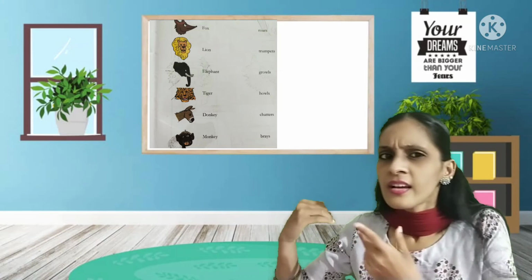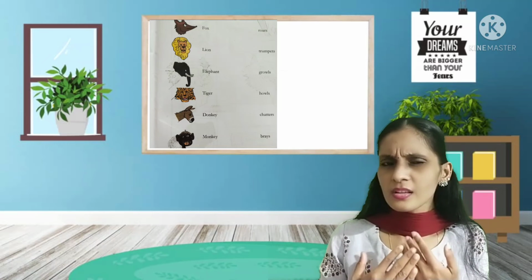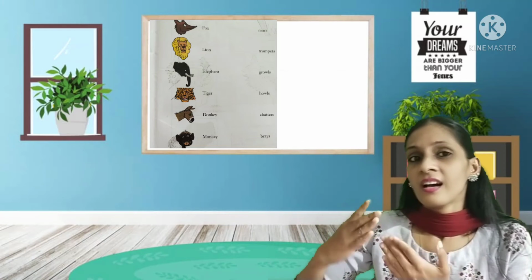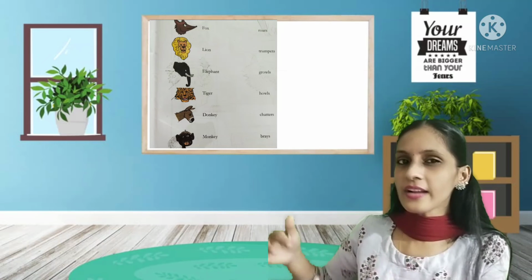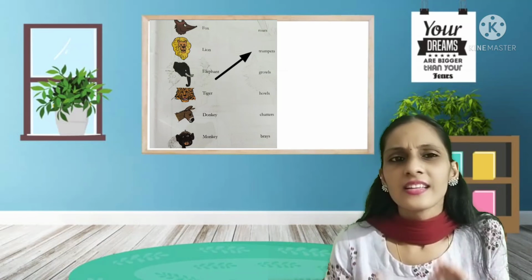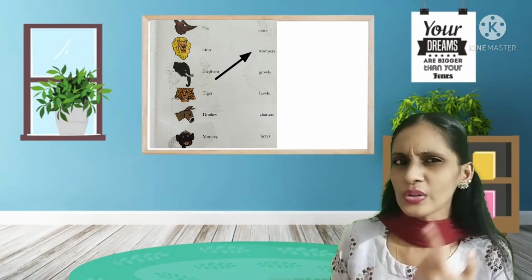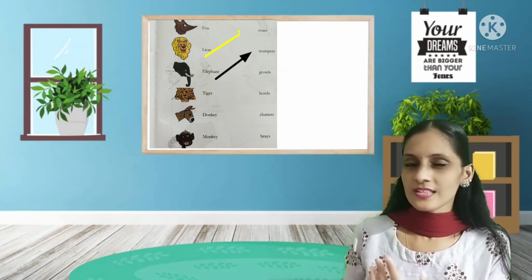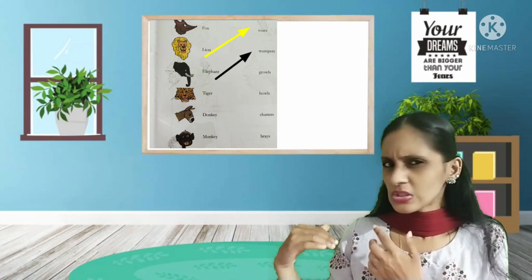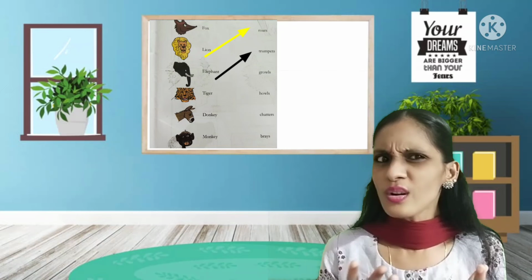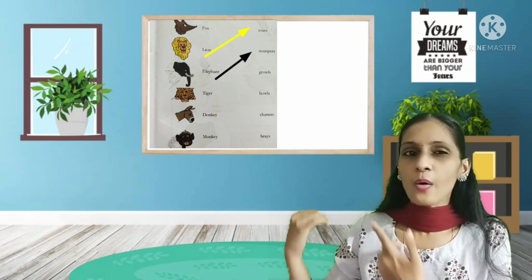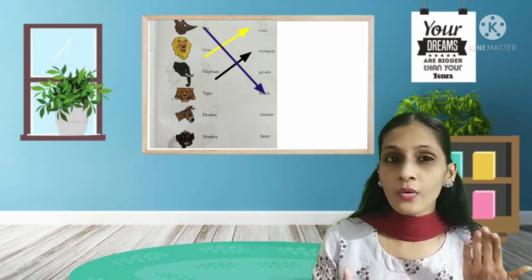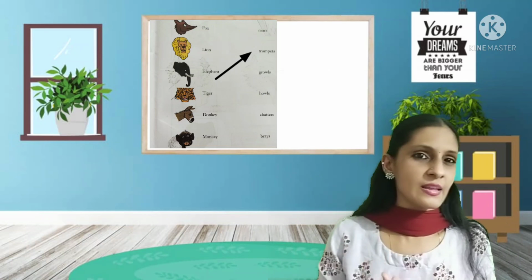Okay, first one, elephant. How does it cry? Do you know? Growl? Trumpets? It's trumpets. Elephant trumpets. Then next one, lion. You know this. How does a lion cry? Roar. Then next, fox. Do you know? How? Which one? Howl. Okay, dear children, like this, you have to find out the cries of these animals.